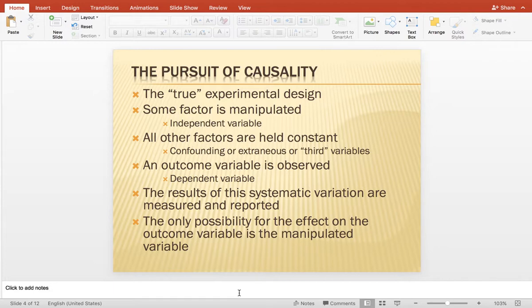So again, we're trying to establish that our results are due to the systematic variations due to our manipulation and our control. In other words, effect variance, and not due to error variance. Everyone good?